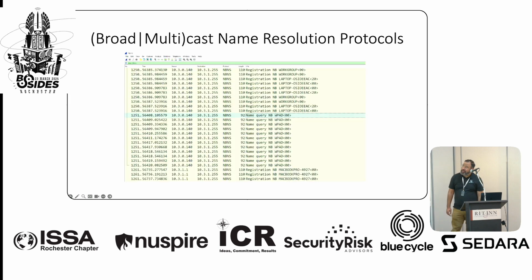If you pull up Wireshark, you'll see a lot of this traffic. NetBIOS Name Service, NBNS, is the broadcast name resolution protocol. Then you have 2 multicast ones, LLMNR and MDNS.